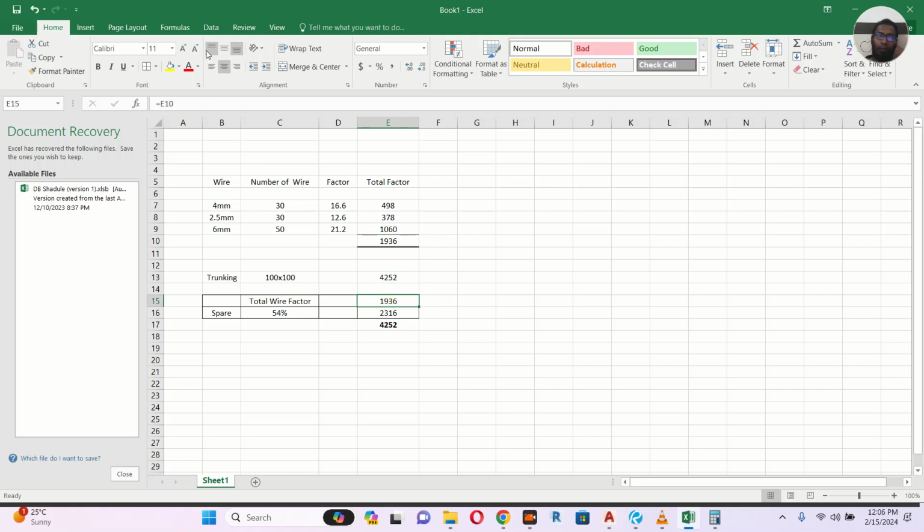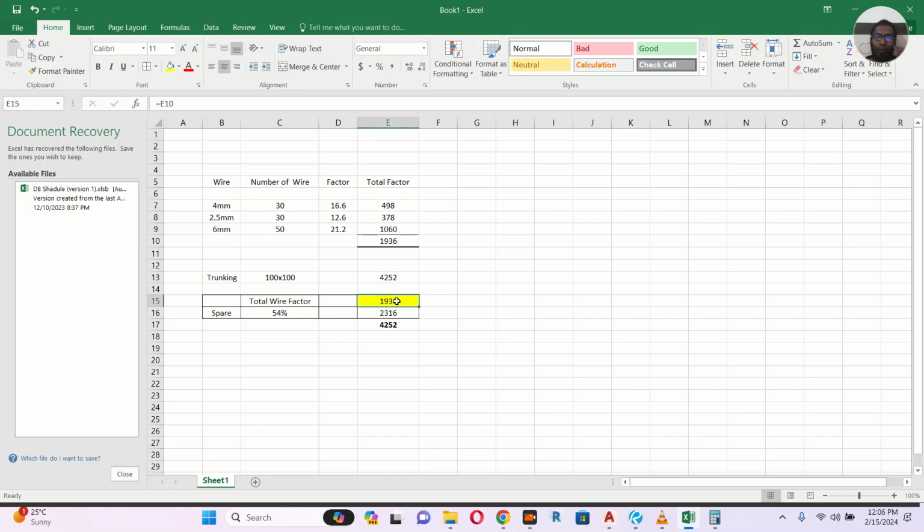This is total wire factor, so let's calculate. Let's color yellow. So how much spare I have? This one is showing 54% spare I have. So I need only 30%. So how does this 54% become? So I calculate this one.